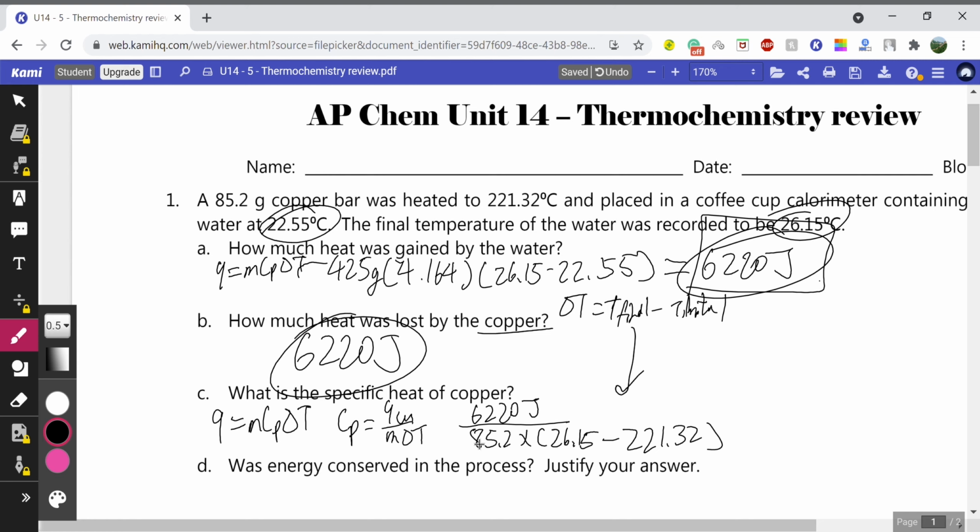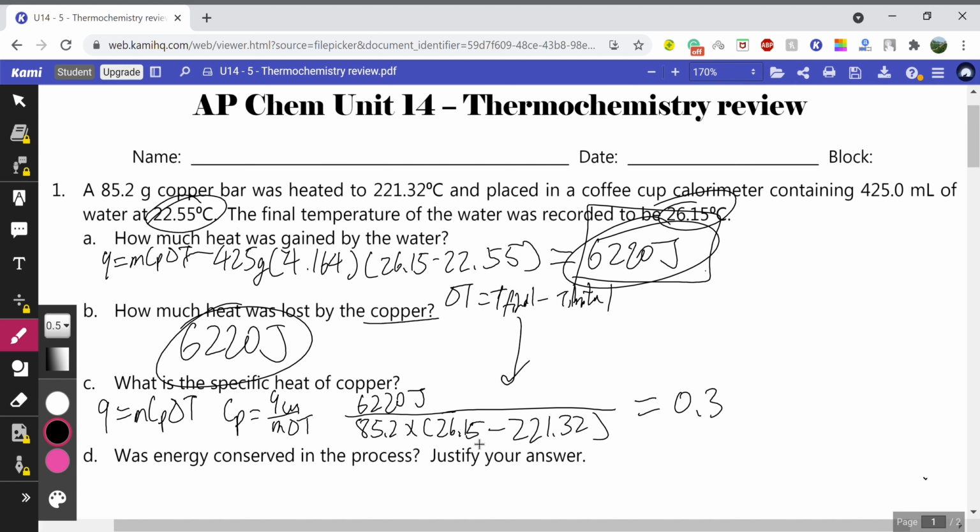Alright, so let's see what that is. 6220 divided by 85.2 times 26.15 minus 21.32. And we will get 0.374. And this will be joules per gram degree Celsius. And for part B, again, this is 6,220 joules of heat lost, or you can rewrite it as negative 6220 joules lost. But since the question asks you how much was lost, that's why I kept it as 6220.